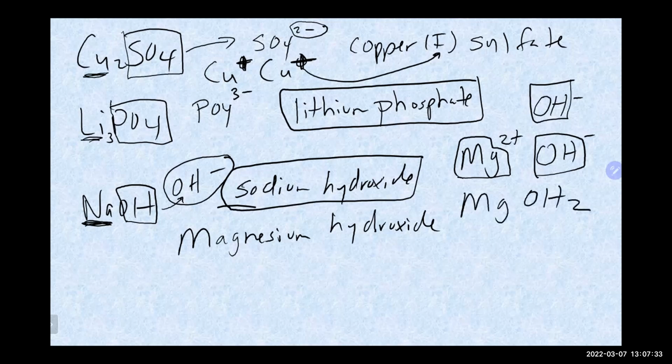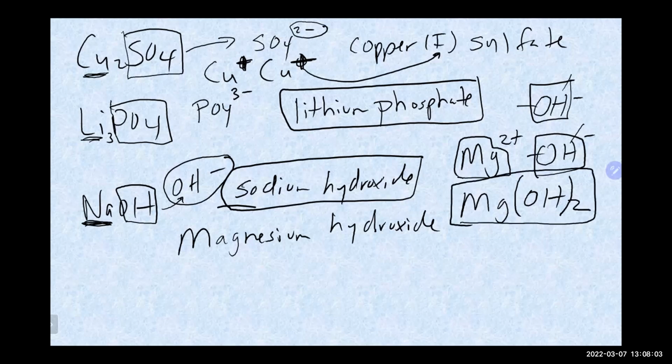MgOH2. Do I write it like that? I actually do not, because that would imply that I have only 2 hydrogens and 1 oxygen, when in reality I have 2 oxygens and 2 hydrogens. So whenever you have more than one polyatomic ion, you do need to put parentheses around it and the number on the bottom to indicate how many you have. So the correct formula should look something like that, Mg(OH)2.